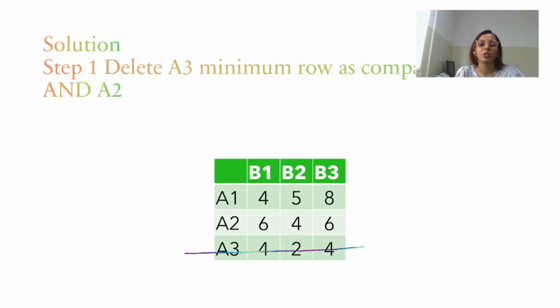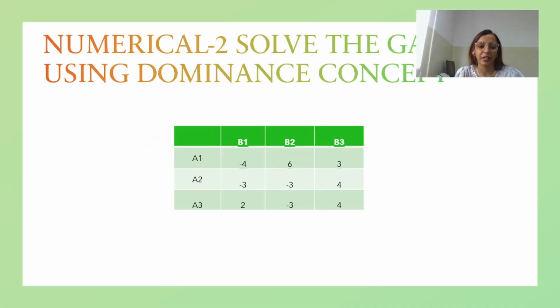Right. Coming up to the next numerical part, please have a look at this numerical: solve the game using the dominance concept. What we have used in this is again a 3 by 3 payoff matrix.